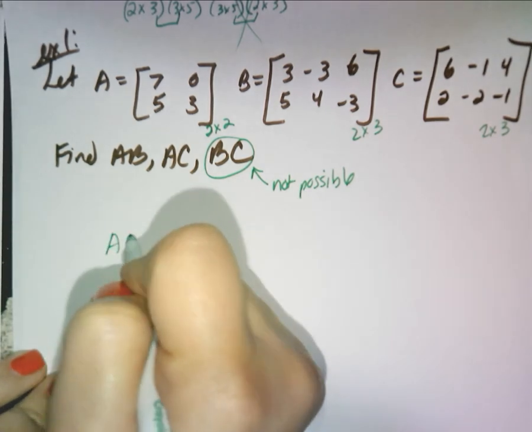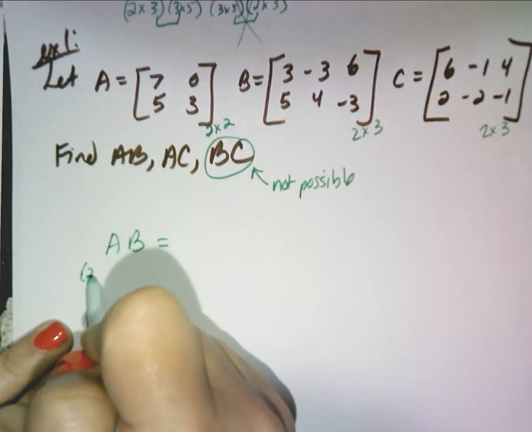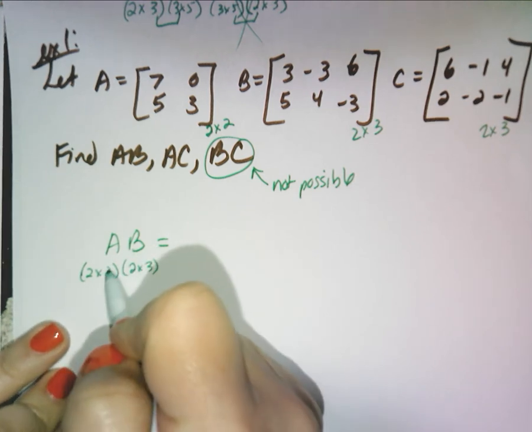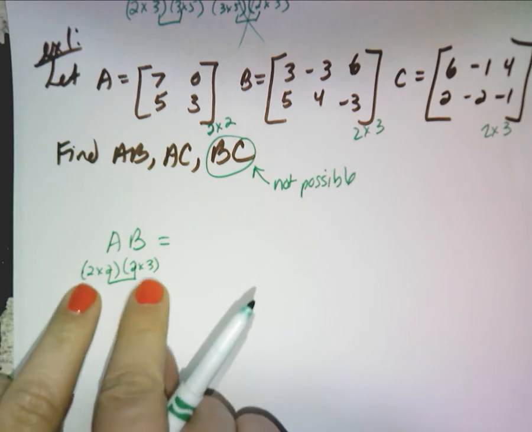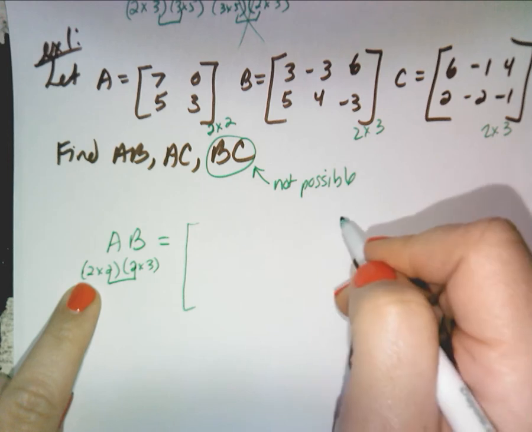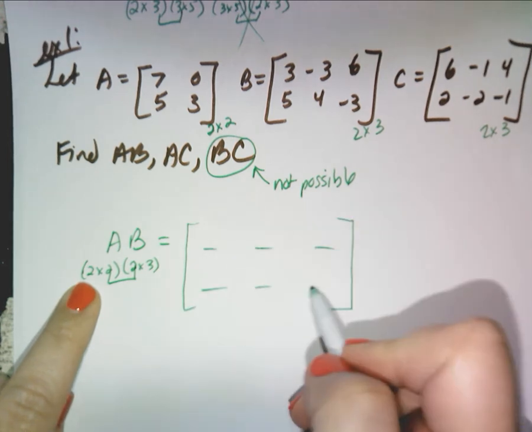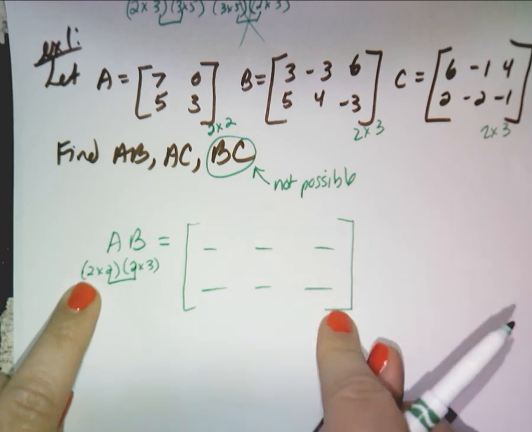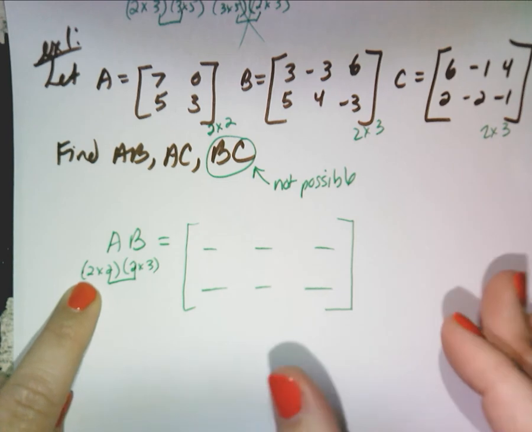So AB, first things first, the dimensions of A was a 2 by 2, the dimensions of B was a 2 by 3. So again, the resultant matrix will be a 2 by 3. So what I do is I give myself a blank matrix, like it's 2 rows by 3 columns. So I give myself a little blank here because if I don't do that, I'm sure I'm going to mess up.